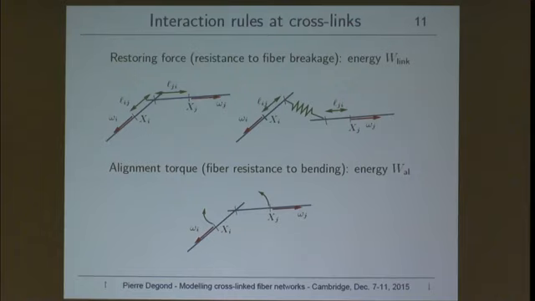And that's actually kind of different from most of the previous works I've shown: I suppose that there is an alignment torque. When two segments cross-link, I'm thinking of this fiber getting elongated, but there is a resistance to making a long fiber. There should be a resistance to bending, and that resistance to bending is encompassed in an alignment torque at the cross-link. So there is an energy related to the bonding, and an energy related to this alignment.